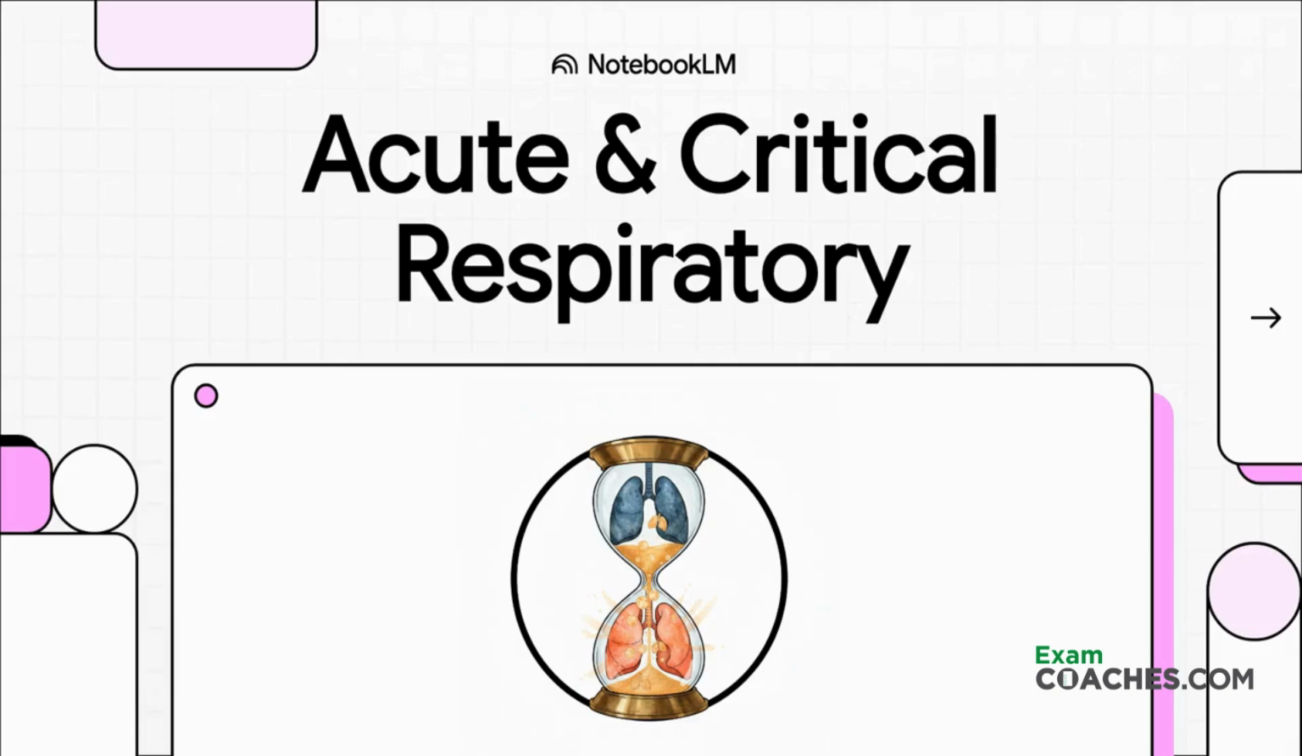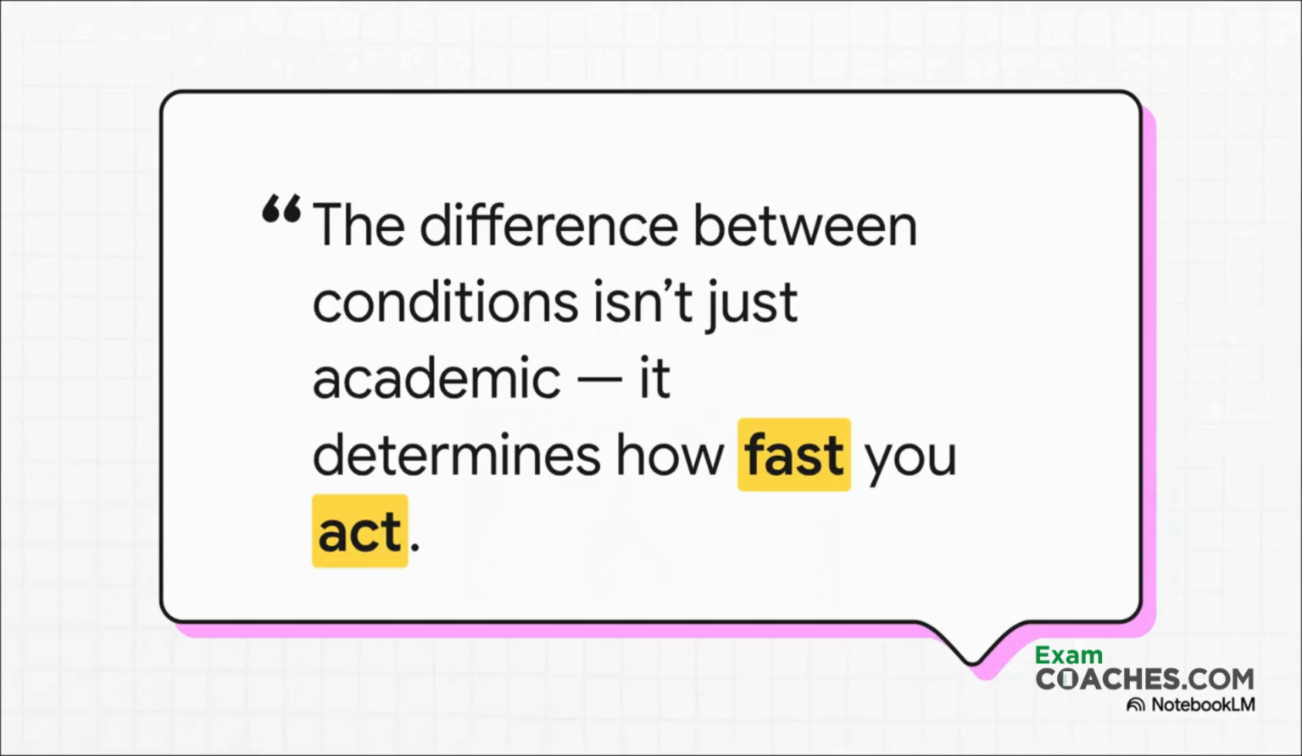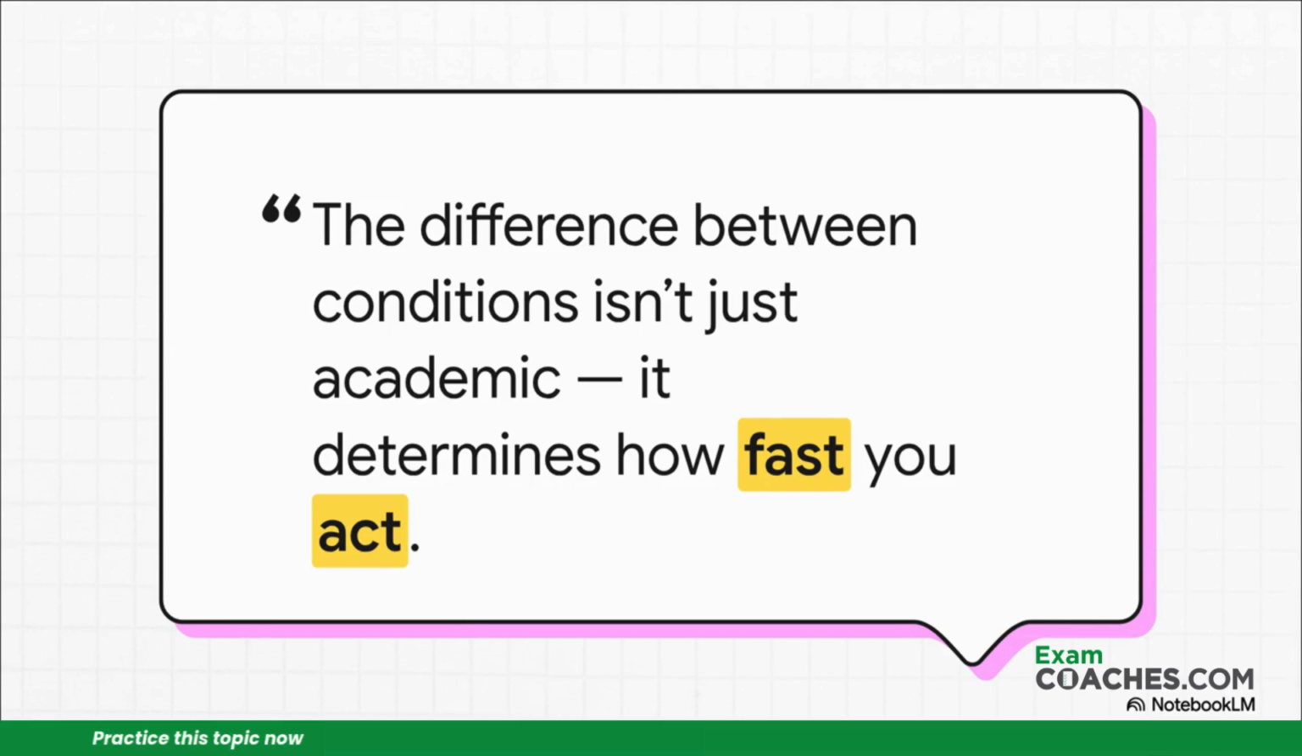All right, let's dive right in. In this explainer, we're going to take a quick, focused look at one of the most high-stakes areas you'll ever face in nursing, acute and critical respiratory conditions. I mean, really think about that for a second. When your patient can't breathe, knowing the difference between, say, a pulmonary embolism and pneumonia isn't just for a test. It changes everything you do next. A wrong turn here can lead to critical, life-altering delays. The clock is literally ticking.